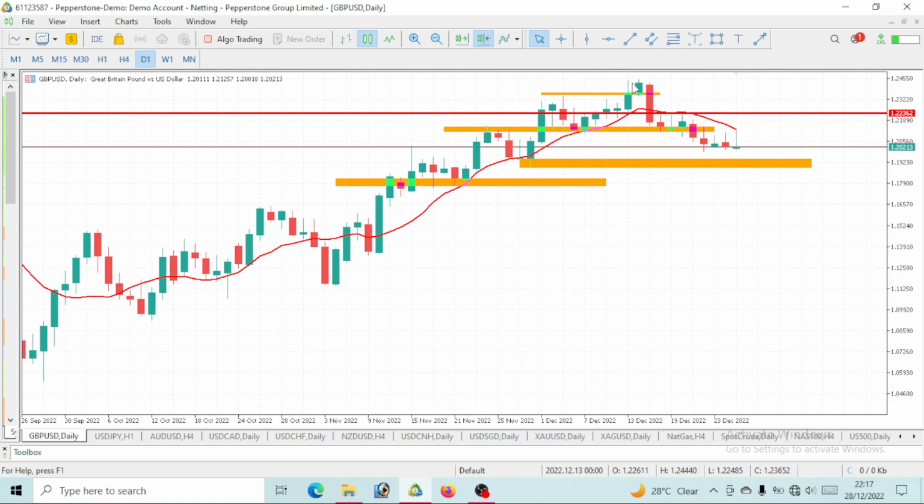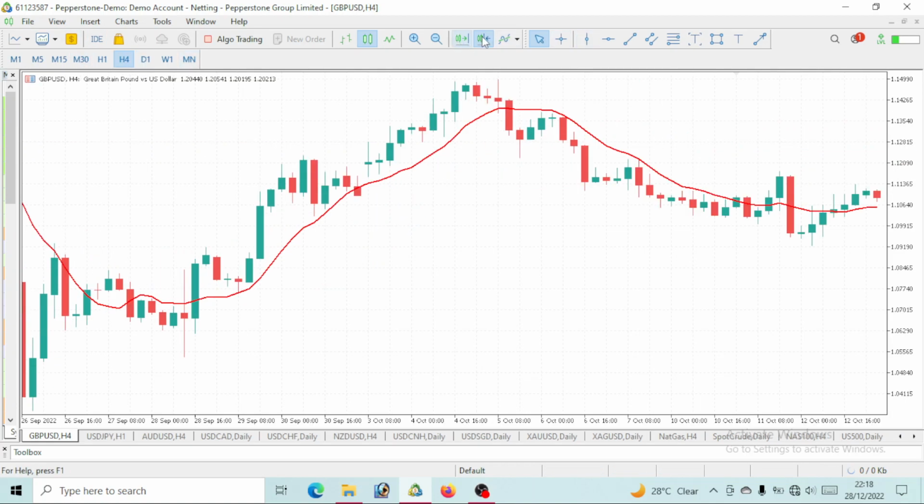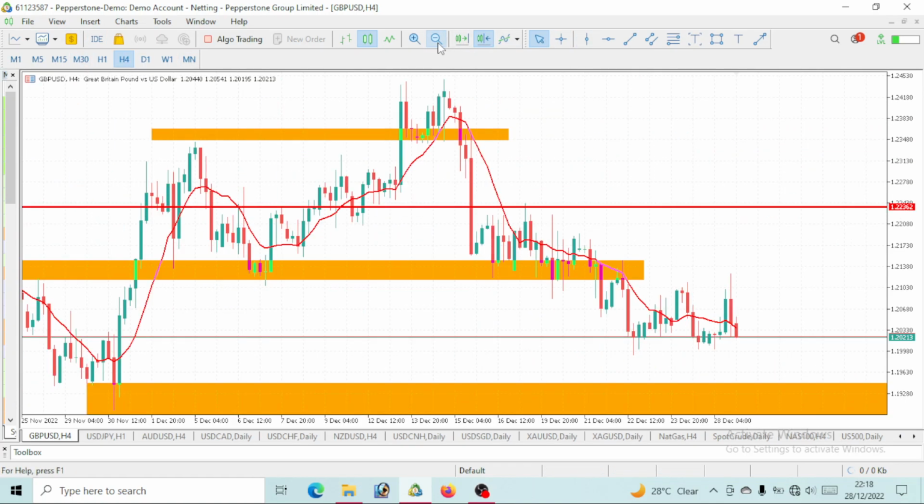All you just have to do is wait for a setup, right? So we would want to predict where the price will be moving for the next day, right? To be able to predict the price for the next day, we have to go to the 4-hour time frame. Now you can see on the 4-hour time frame that this price is dropping, right?